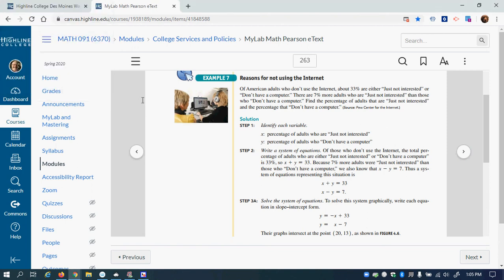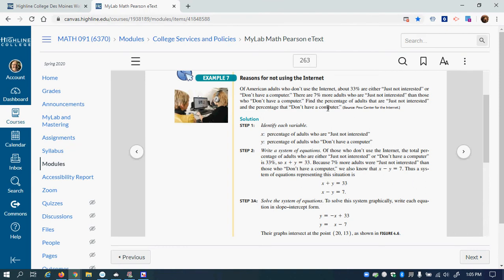So this is 4.1 and it's solving applications of systems of linear equations. If we look at example 7 on page 263, reasons for not using the internet. Of American adults who don't use the internet, about 33% are either just not interested or don't have a computer. So there are 7% more adults who are just not interested than those who don't have a computer.